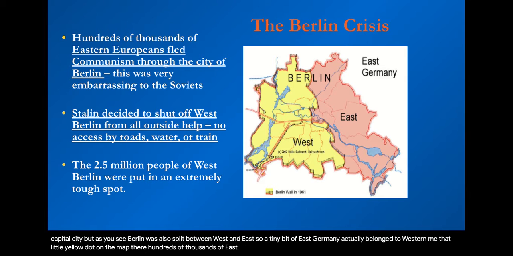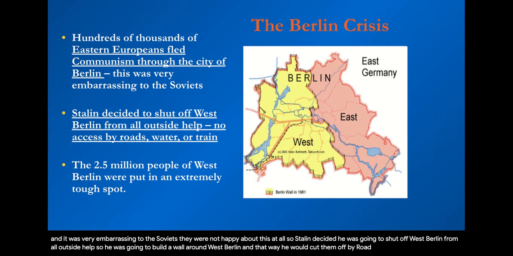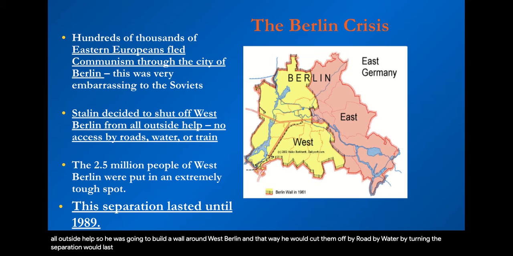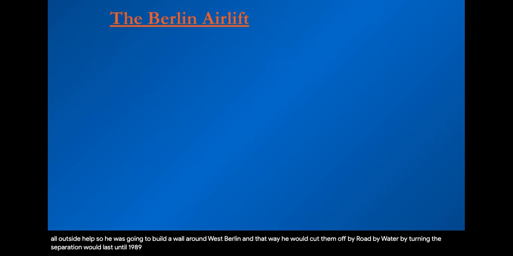Hundreds of thousands of Eastern Europeans were fleeing communism through the city of Berlin. And it was very embarrassing to the Soviets. They were not happy about this at all. So Stalin decided he was going to shut off West Berlin from all outside help. He was going to build a wall around West Berlin, and that way he would cut them off by road, by water, by train. This separation would last until 1989.